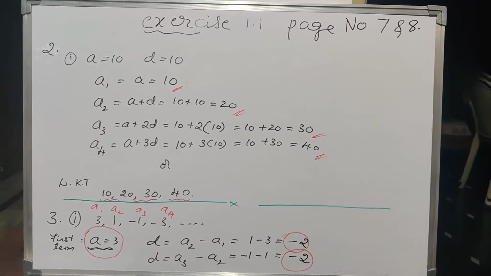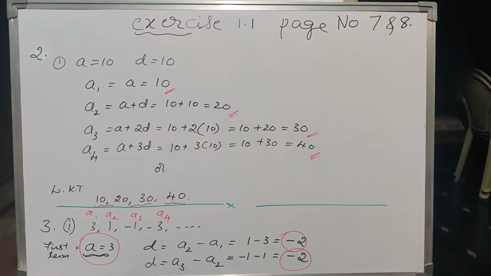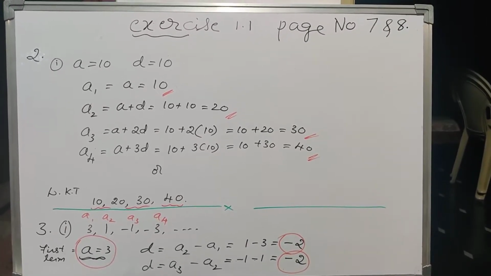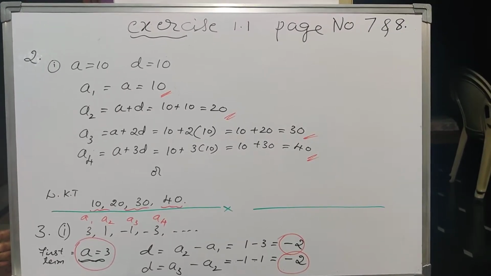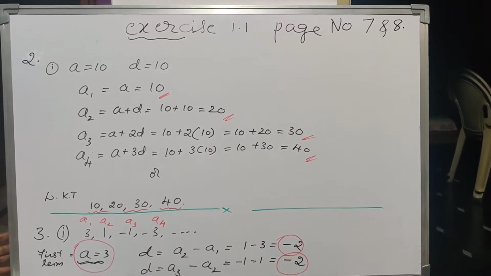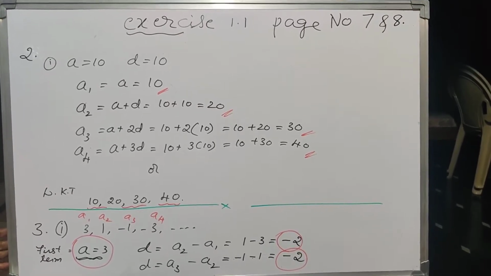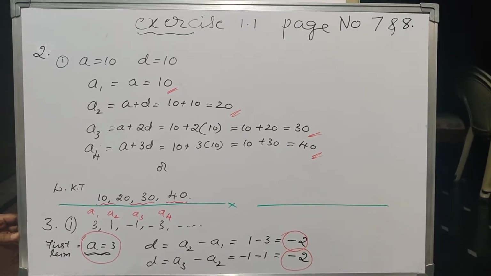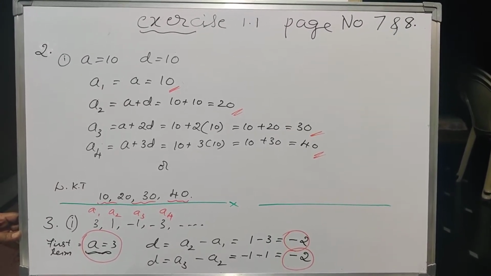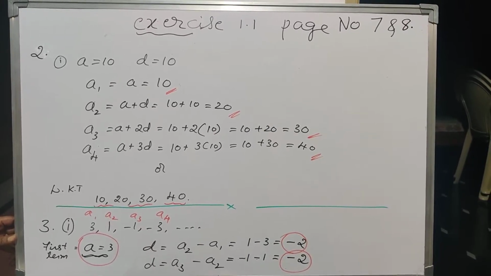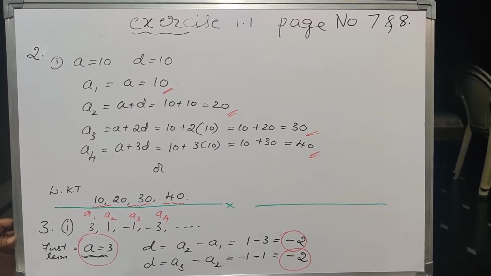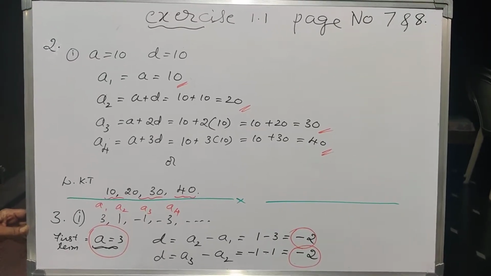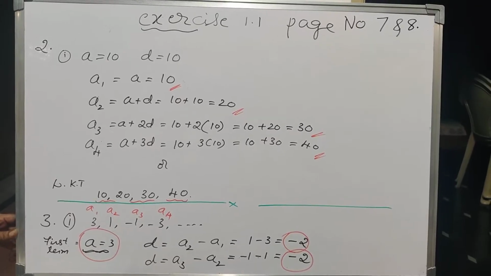Now I am solving exercise number 1.1. In your textbook, the page number is 7 and 8. This is the second main problem. In that, totally 5 questions are there. I am solving the first one. The second main problem is: write the first 4 terms of the AP when the first term A and the common difference D are given as follows. First question: A is equal to 10 and D is equal to 10.